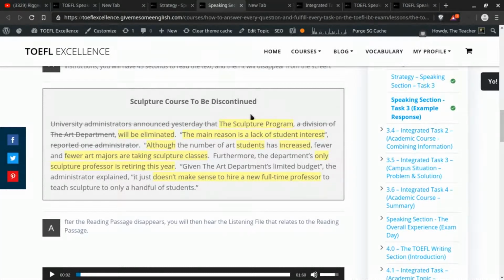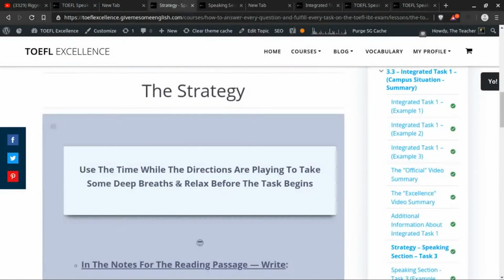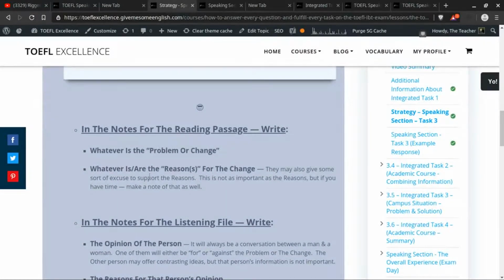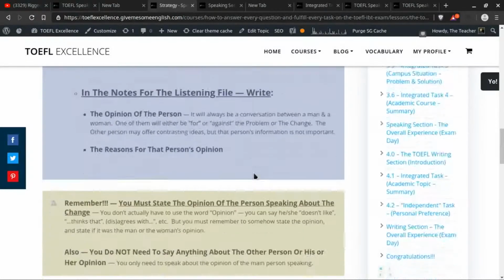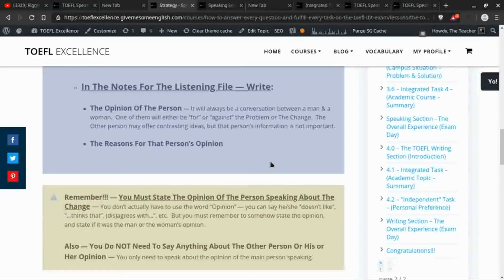Now, it could be that you get a text that doesn't have a title, but I've never heard of that actually happening. So usually the actual problem or the change is the title of the text. And then you just have to find out what the reasons for this are. Next, when you're listening to the audio file, you're going to have to listen for the opinion of the person who has something against it. Like I said, they will almost always be against it just because it's a lot easier to talk about something that you are against. It could be that the person is for it, but most likely they will be against it.